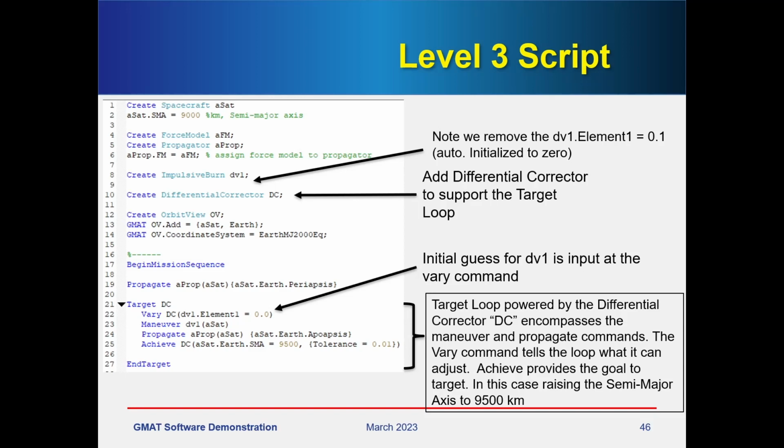In line 25, the achieve command tells GMAT that it is varying dv1 element 1 in order to achieve SMA equals 9,500. So now the differential corrector can vary dv1 element 1 until SMA is within the tolerance of that target. We need to place the achieve command in the mission sequence where we want to achieve our semi-major axis value. So in this case, we want our SMA to be 9,500 kilometers after the maneuver dv1. If we place the achieve command before the maneuver command, the target loop would fail because there is no way to achieve a change in SMA without the maneuver being applied. Now we end the target block and press save sync run.